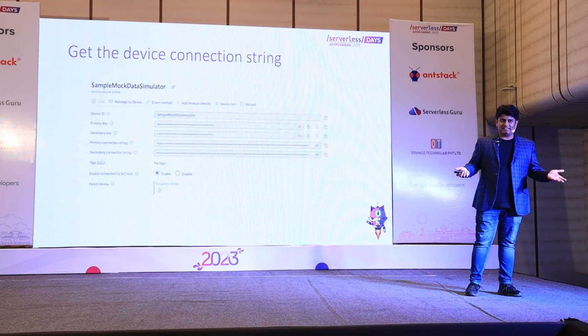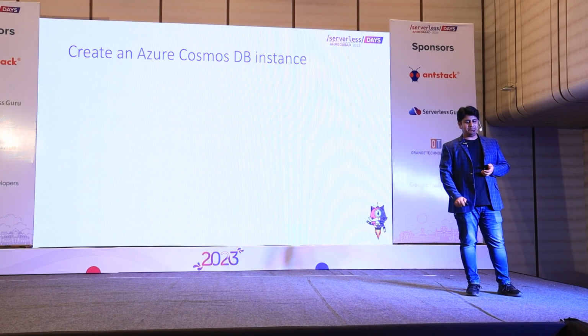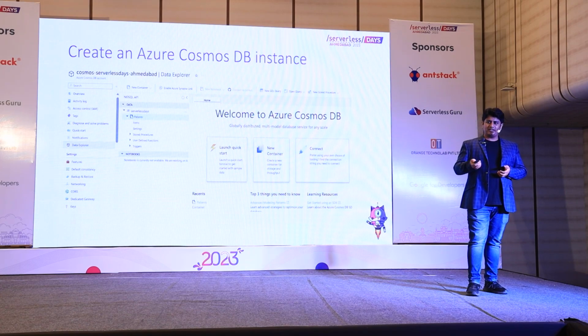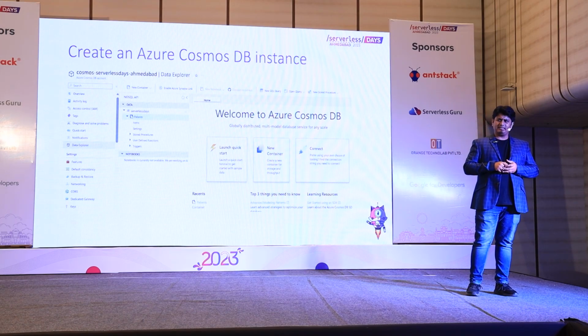Well, we basically want to store the data, right? And where are we going to store it? In a Cosmos DB. So the next logical step would be to provision a Cosmos DB. Just like how we did it with IoT Hub, you create a Cosmos DB instance, which is very standard. Go to the Azure portal, search for Cosmos DB, click create, configure all the options, and then click on review plus create, and it will provision something like this.